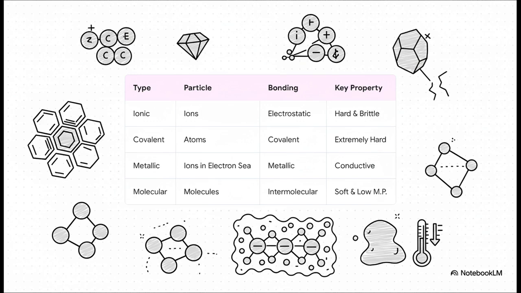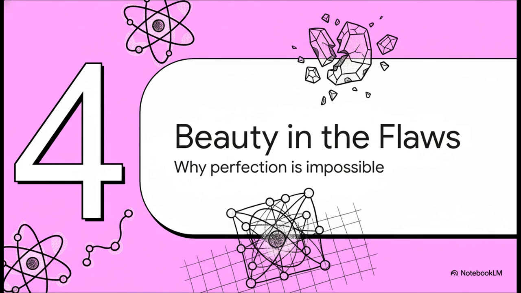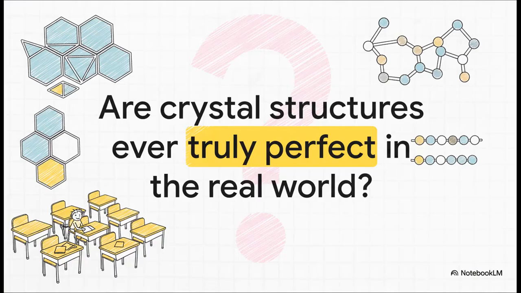Simple as that. Now, we've spent all this time talking about these perfect, disciplined, repeating structures. But here's the thing. Reality is always a little messier. And it turns out there's a real beauty in the flaws. Because in the real world, perfect crystals don't actually exist. And that leads us to a really crucial question.